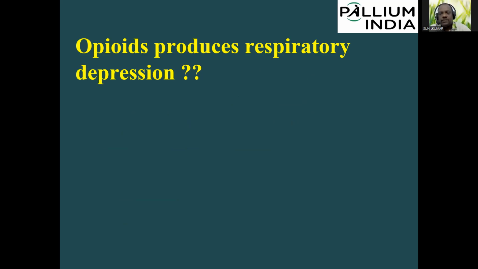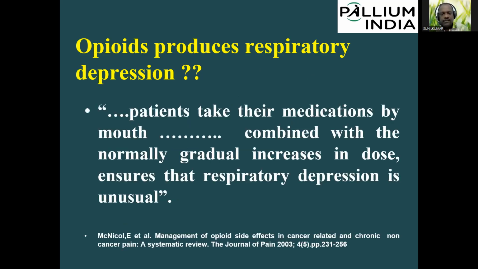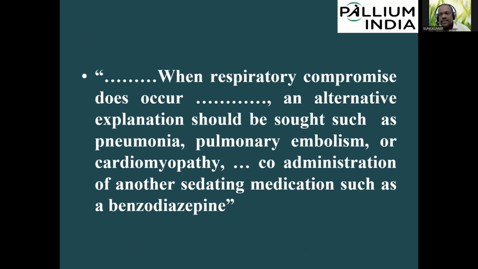It is not very common. It is very, very rare. These are a few sentences from a systematic review. You have to understand that most patients take opioids orally. And what happens when they take it orally? The blood level of morphine will rise only slowly, so that ensures that respiratory depression is unusual. And they continue to say that if the patient has respiratory depression, you have to search for another reason.